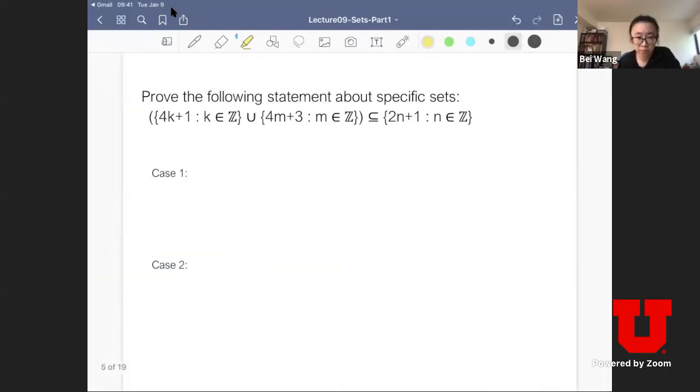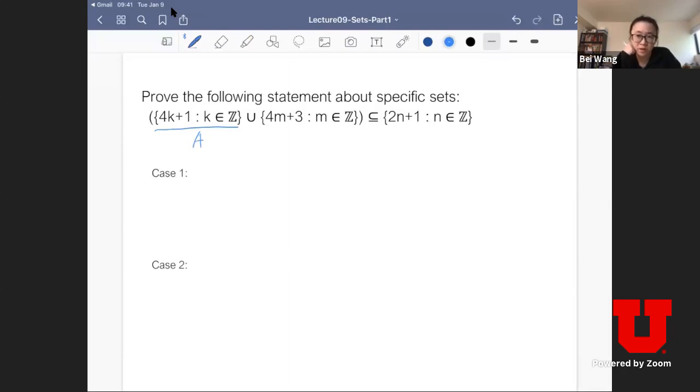Now let's look at the next question. We want to show that for two specific sets, the union is equal to a third set. So what are those two sets? The first set is what I will call set A. This is all the elements that can be expressed as 4k plus 1. So in other words, this is the set of integers whose remainder mod 4 is 1.